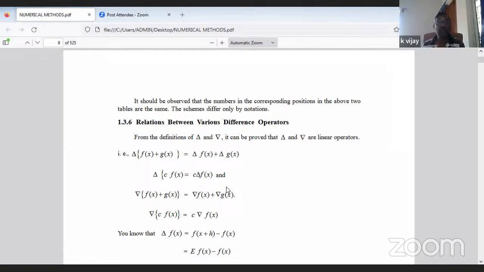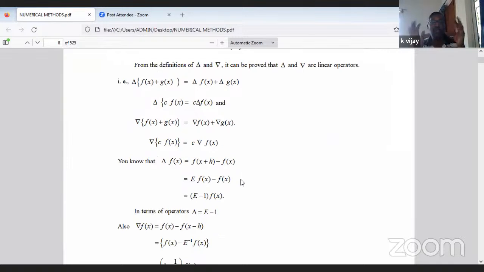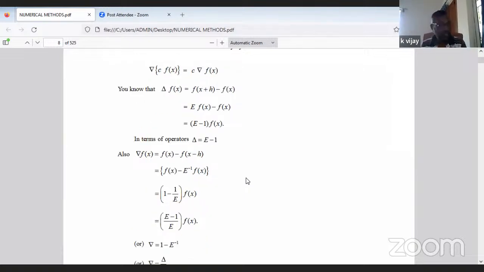So nabla of f of x plus g of x, we are also saying is nabla of f of x plus nabla of g of x. Nabla of C f of x, C we will take the constant in front, so C nabla of f of x. So delta f of x, what is the delta f of x? It is f of x plus h minus f of x. F of x plus h means that is E f of x minus f of x. So in terms of delta, we can write delta is equal to E minus 1.